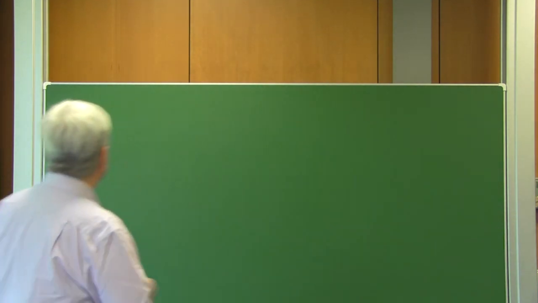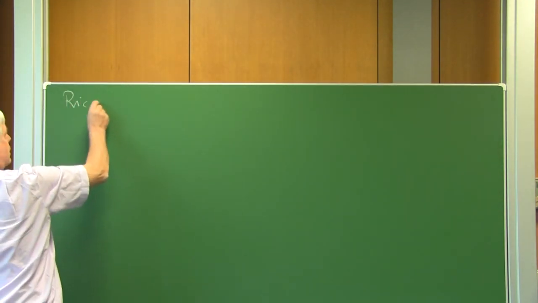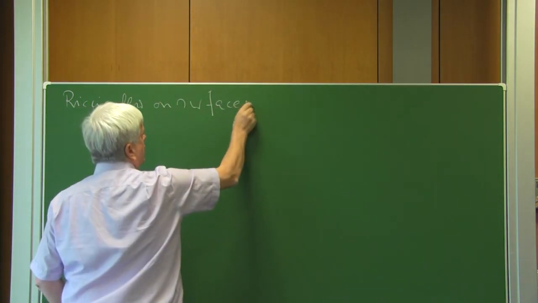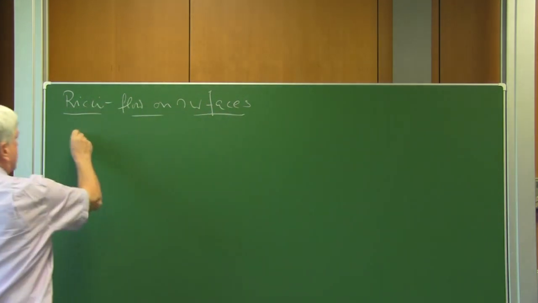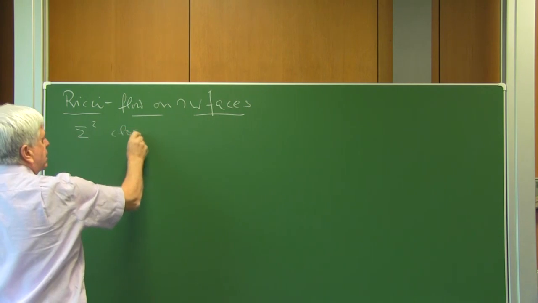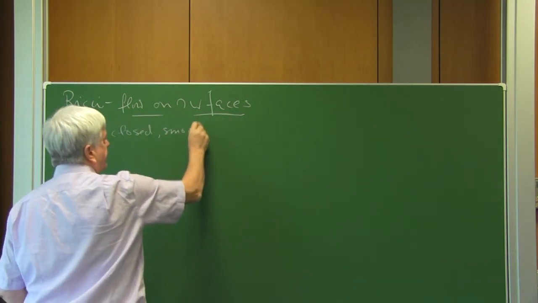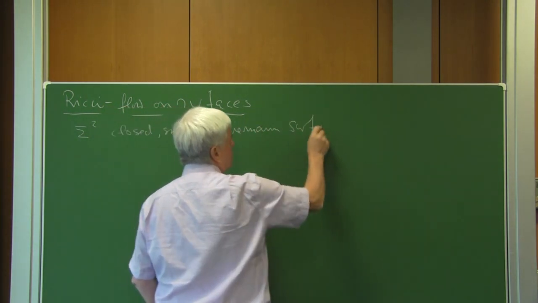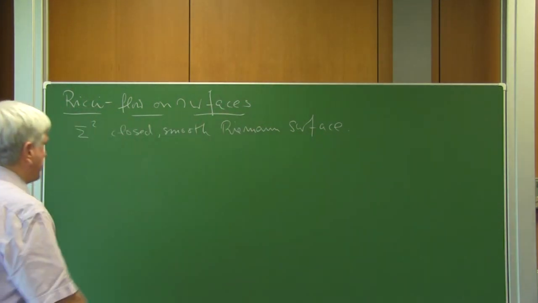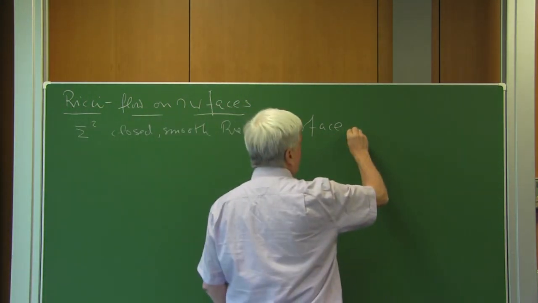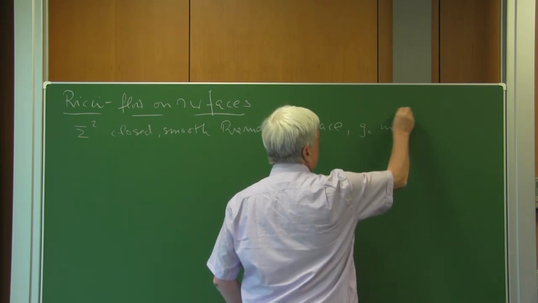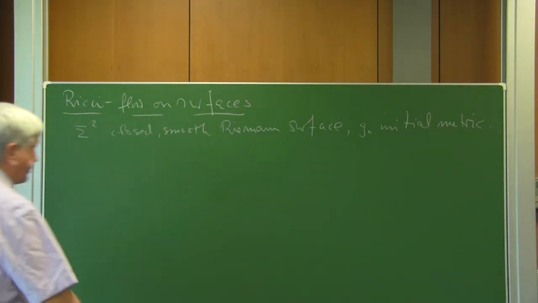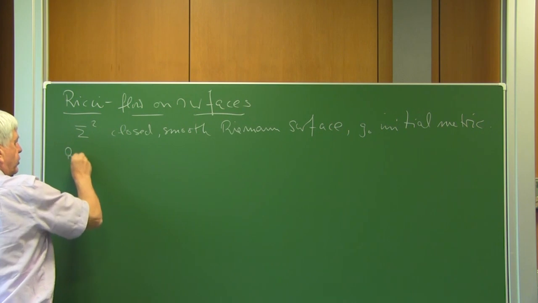So let's consider the case on surfaces. So we have some Sigma 2, a closed, smooth Riemann surface, and we have some initial metric there. And then consider Ricci flow.